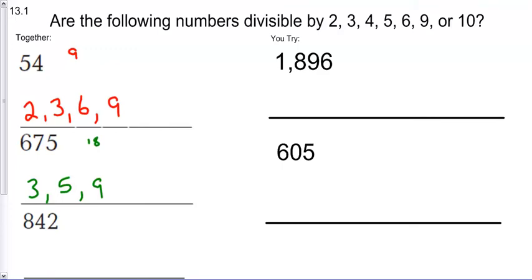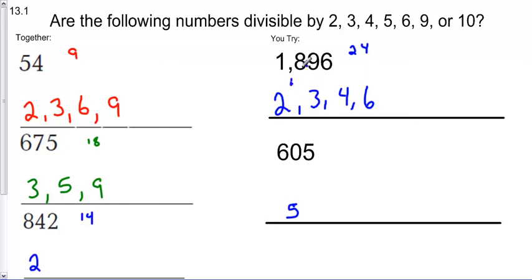Okay. 842. Well, I know it's divisible by 2 because it's an even number. I've got to add them up to see if it's divisible by 3, so that's 12, 13, 14. 14 is not divisible by 3. How about 4? Nope, because the last two numbers aren't divisible by 4. 5? Nope. 6? Nope, because there's not a 2 and a 3. 9? No. 10? No. Well, the only number it's divisible by is 2 that we see here. Now, go ahead and pause the video, and you try 1,896 and 605.